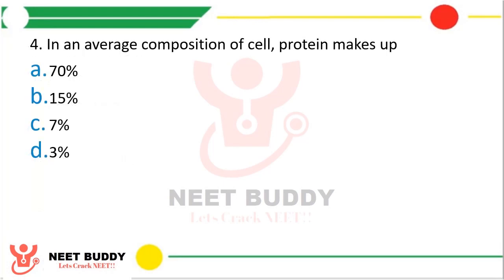Question 4. In an average composition of a cell, protein makes up: option A, 70%; option B, 15%; option C, 7%; and option D, 3%. The correct answer is option B, that is 15%. 70% of the cell is made up of water. 15%, as I have already said, is made up of proteins. 7% is nucleic acids and 3% is carbohydrates.